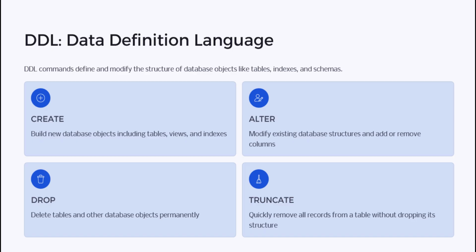Create is used to build new database objects like tables, views, and indexes. Alter is used to modify existing database structures such as adding or removing columns. Drop is used to permanently delete database objects like tables. And finally, truncate is used to remove all records from a table quickly without deleting the table structure.